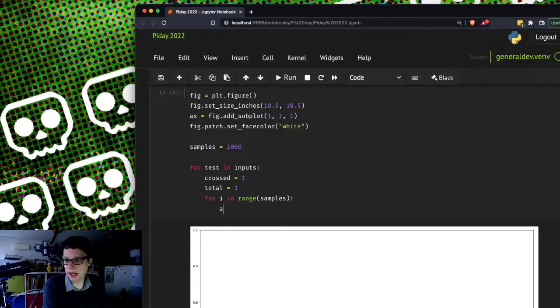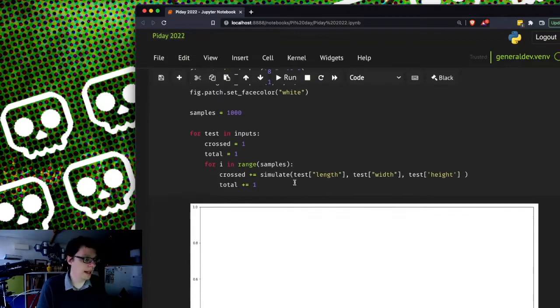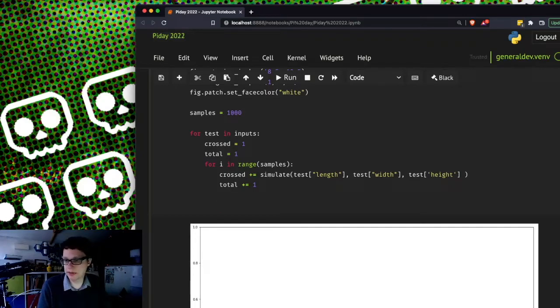We'll do ax dot. Ooh, I should have done this beforehand. We're going to do crossed plus equals. We're going to add the simulate, we're going to take the test length, we're going to take the test width actually, and the test height, which is actually the total width at that point. And we're also going to add one to the total, just so we know how many we did in total. And that ran 3,000 in the blink of an eye, which is great.